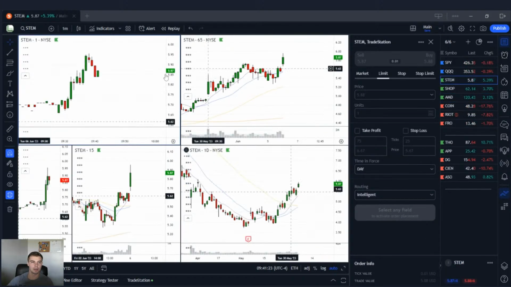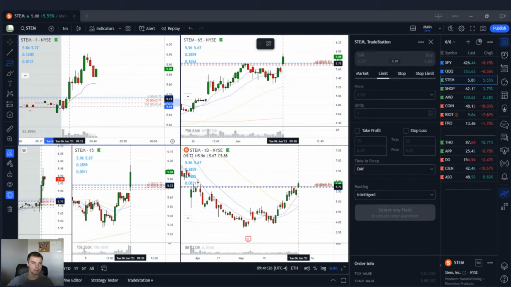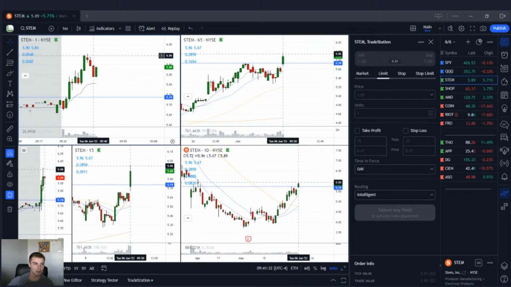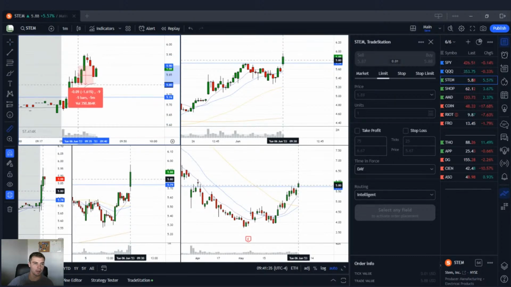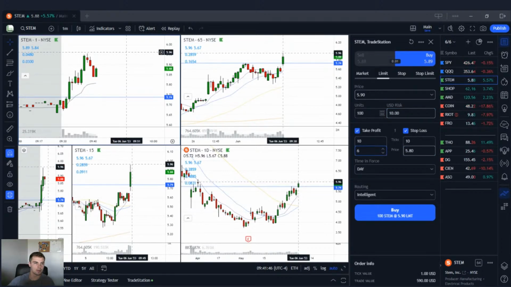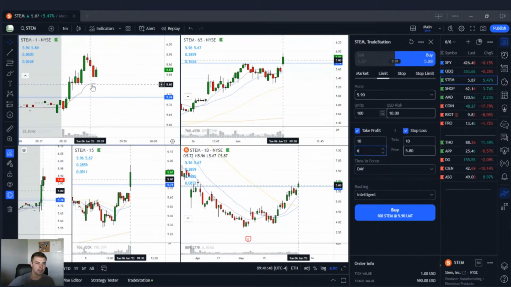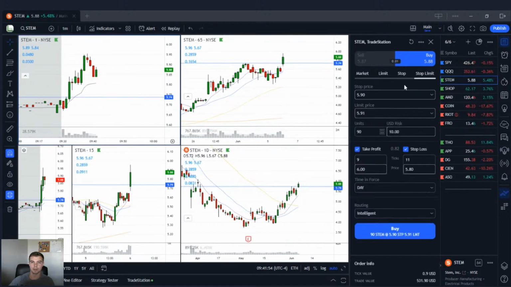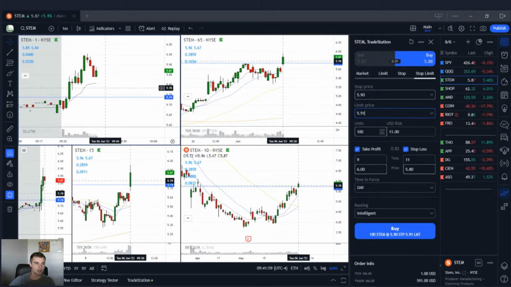STEM looking very interesting here. STEM buy setup looking very interesting. Right at 50% retracement, 590 by 580. Guys, I'm about to get an order ready on this actually. I need 6 out of it. 590 by 580 on the STEM. Let's see here. Clean little buy setup. Still got the range doing.